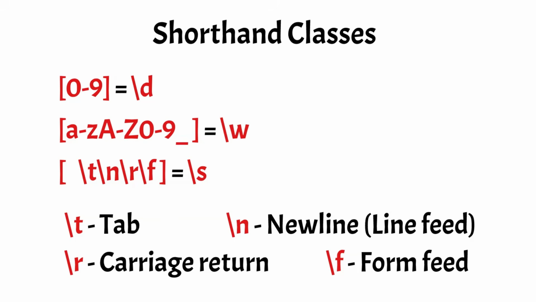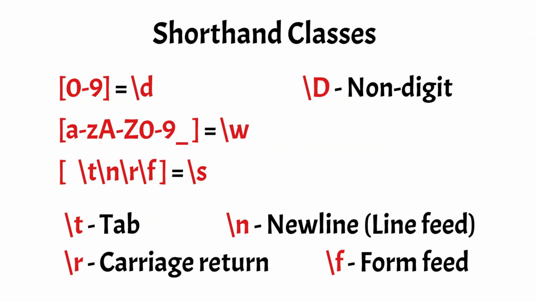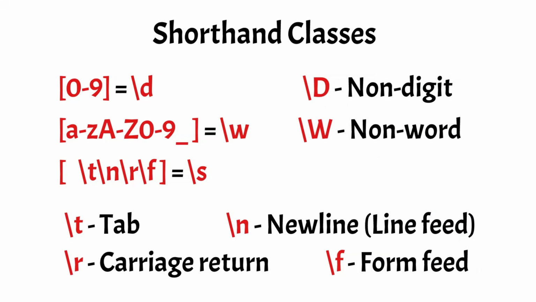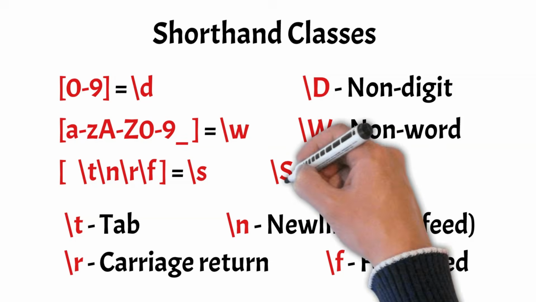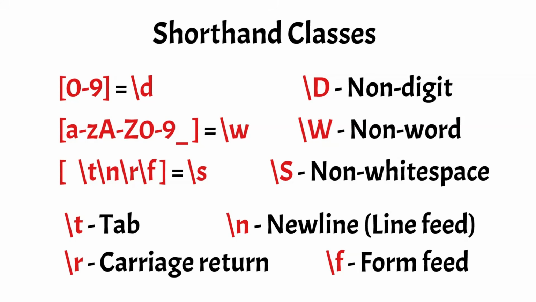But there is a brilliant, consistent rule to these shorthands. If you capitalize the letter, you flip its meaning to the absolute opposite. While lowercase d matches a digit, uppercase D matches a non-digit, like a letter or a period. Lowercase w finds word characters, so uppercase W catches non-word symbols like hashtags or spaces. And as you guessed, uppercase S matches non-white space, catching anything you can actually see on the page. It's a beautifully simple system that keeps your patterns incredibly compact.